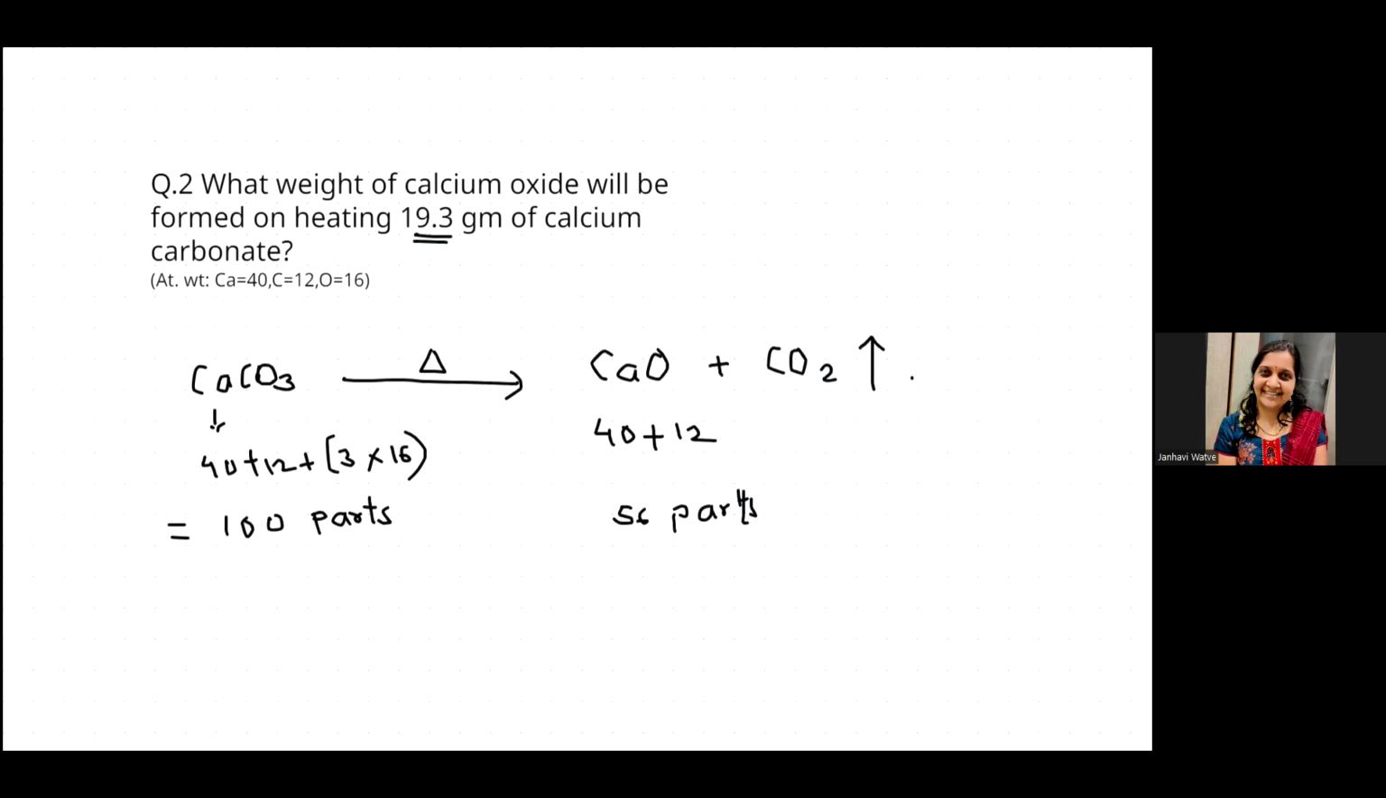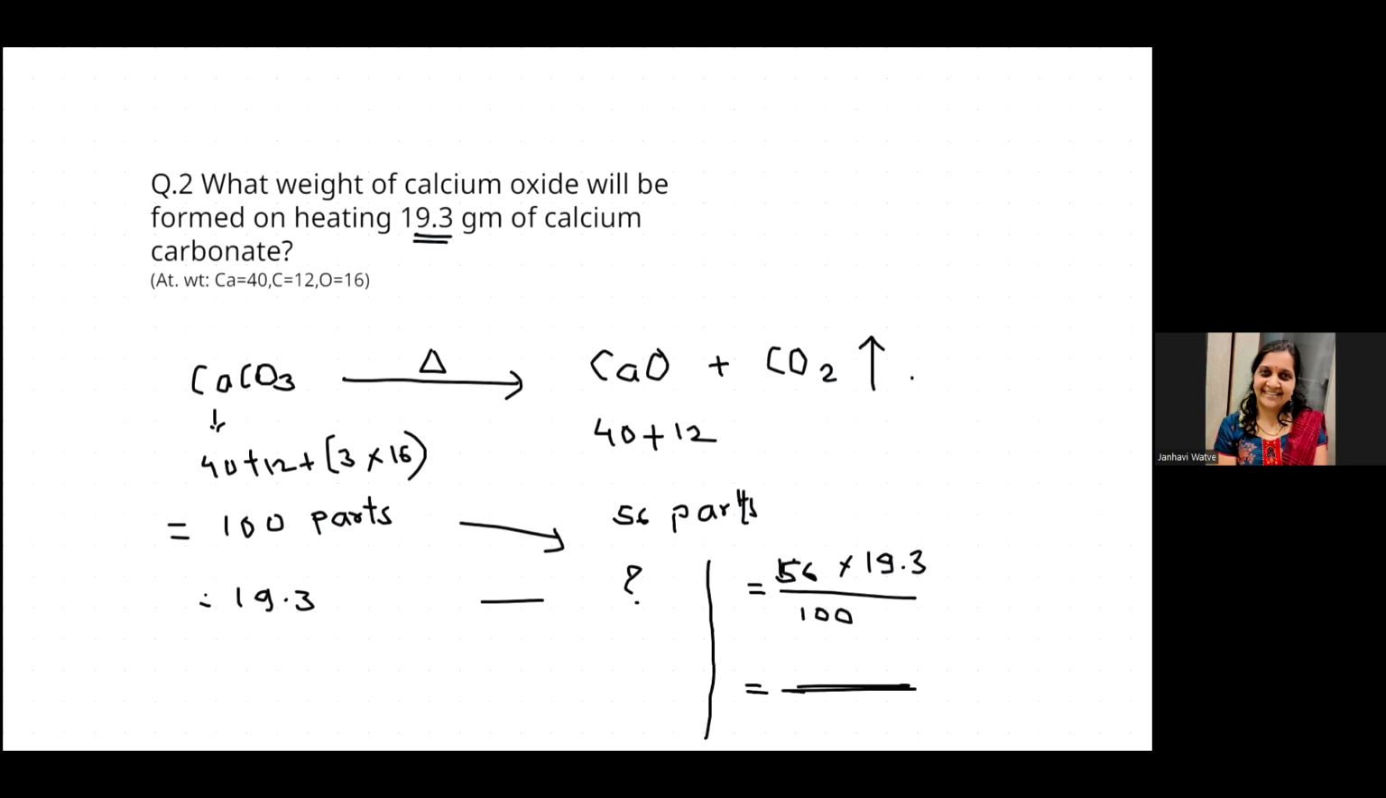If 100 parts calcium carbonate gives 56 parts of CaO, then how much CaO will 19.3 grams give? Similar math you have to do: 56 into 19.3 divided by 100. If you solve this, you will get approximately 10.8 grams. Okay. Thank you.